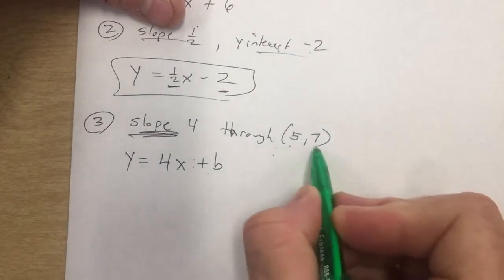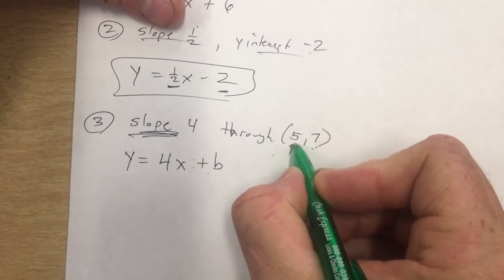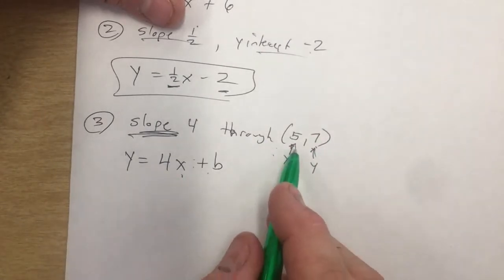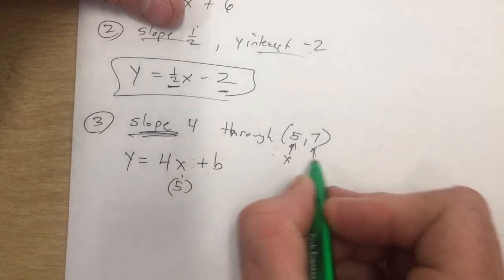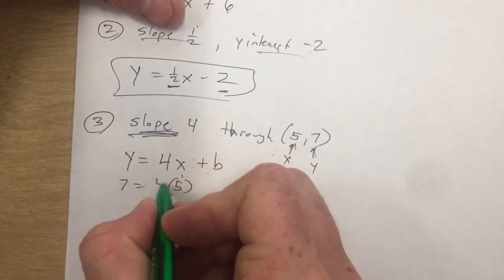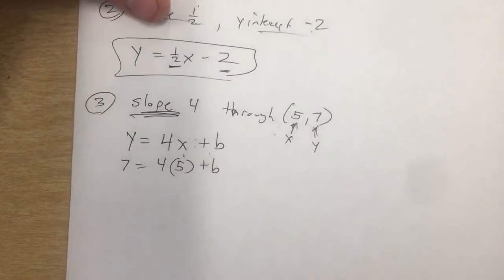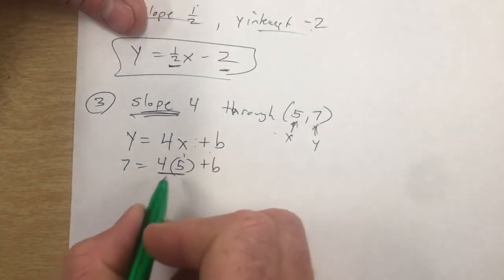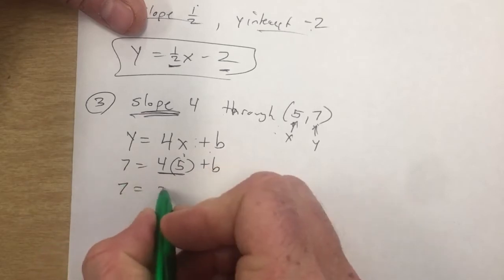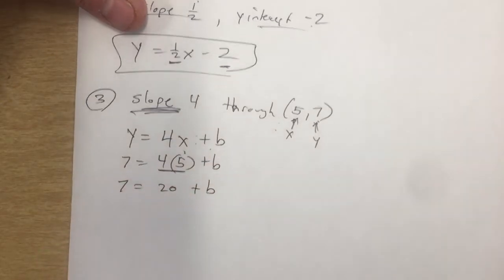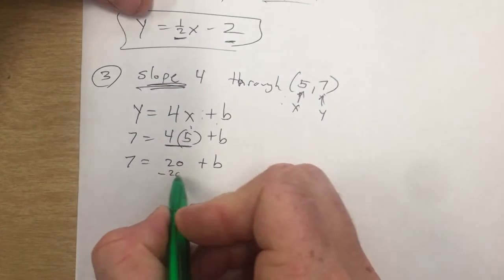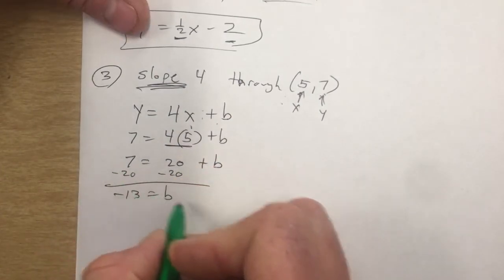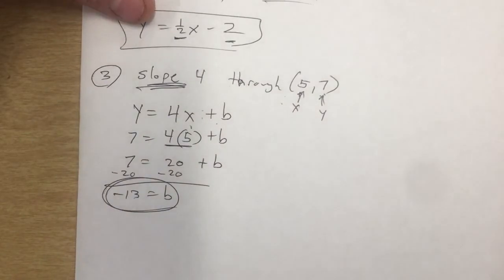Well, what I'm going to do is take this point it gives us, and I'm going to plug these values in for x and y. See, this is my x value, this is my y value. So I'm going to put them in down here. So 5 goes right here where x is, 7 goes over here where y is, and it looks like this. Okay? Now do a little multiplication right here. So 4 times 5 is 20. Okay, and then I'm going minus 20 on both sides, and then look here, 7 minus 20 is -13. There's my y-intercept right there.